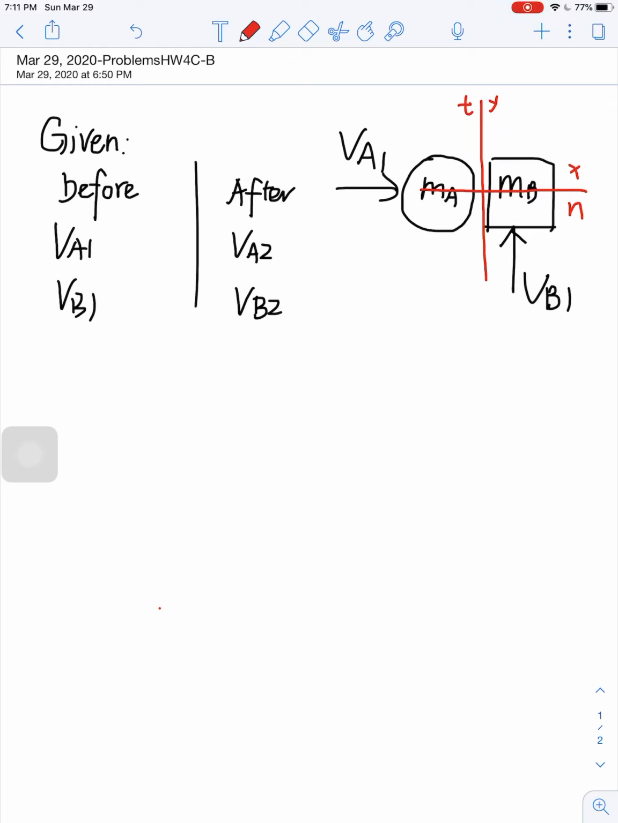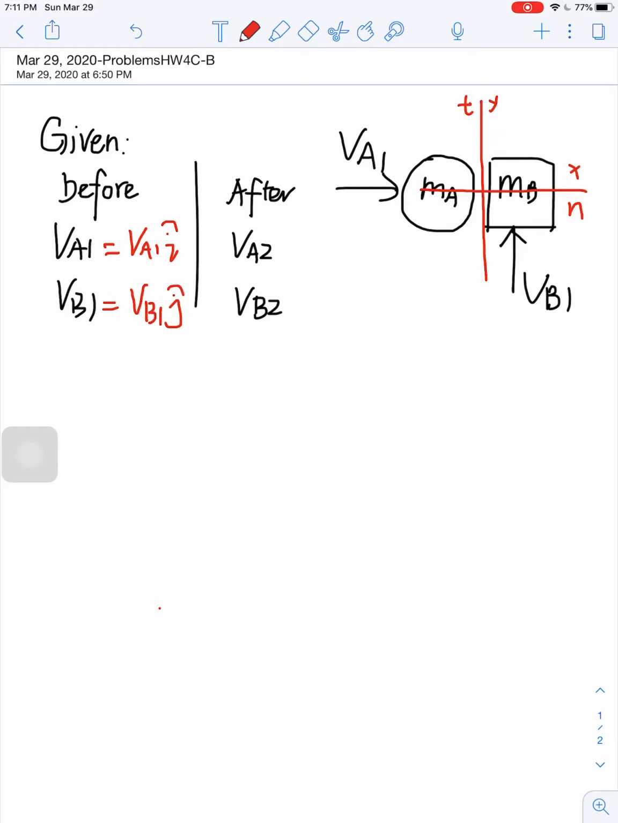Now if we're using the xy coordinate system, before impact, VA1 can be written as something i plus something j. Since it's only moving to the right, we can write VA1 as VA1 in the i direction. Similarly, VB1 is only in the j direction, so we can write that as VB1 j.